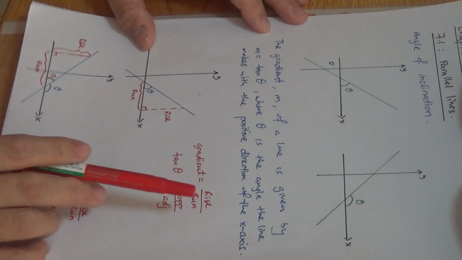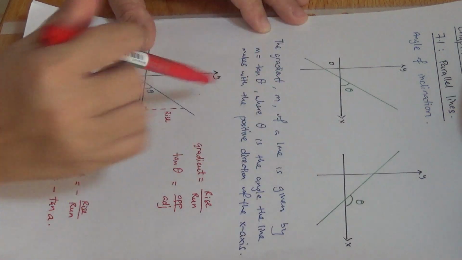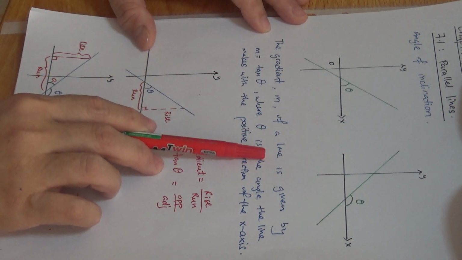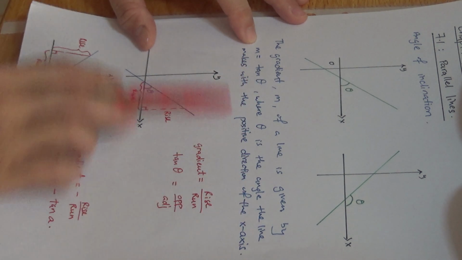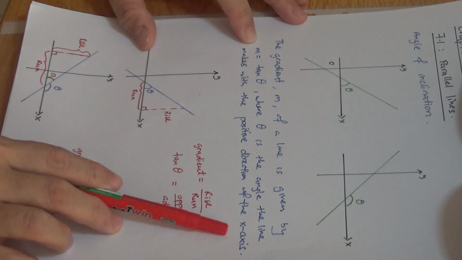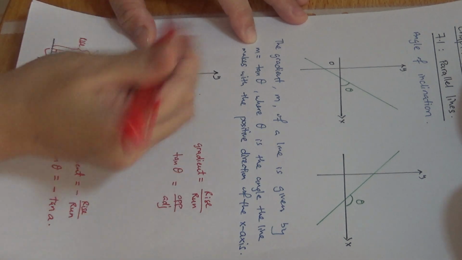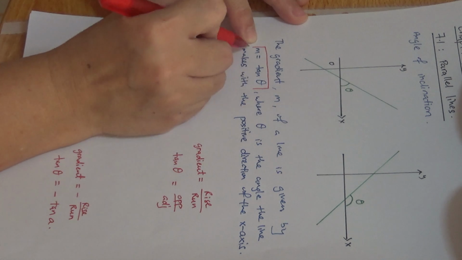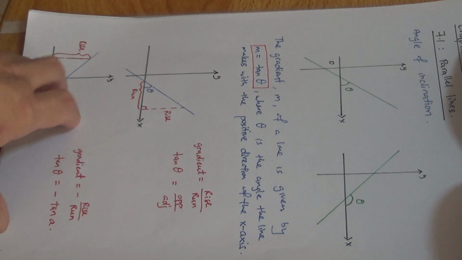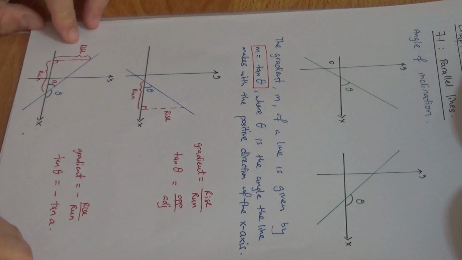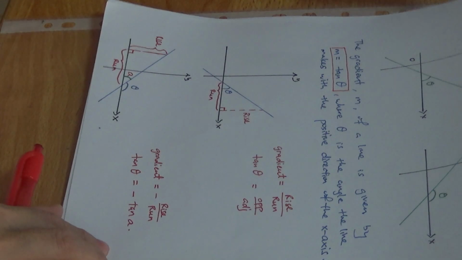Now if you read through page 157 and page 158 of your textbook, it says that the gradient m of a line is given by m equals tangent theta, where theta is the angle the line makes with the positive direction of the x-axis. So the important thing here is to know that the gradient m is actually given by tangent theta. This is the relationship between the angle of inclination and the gradient of the line. Now I'm going to show you what it means here.